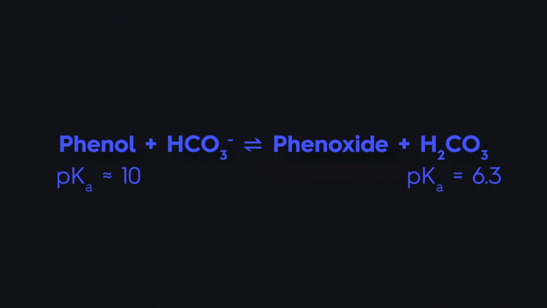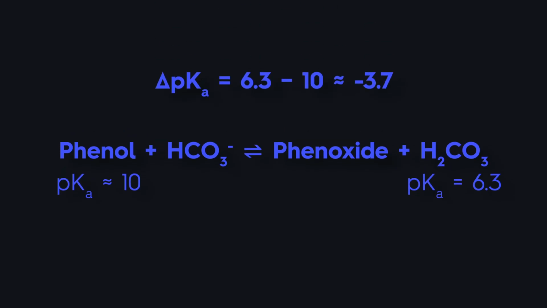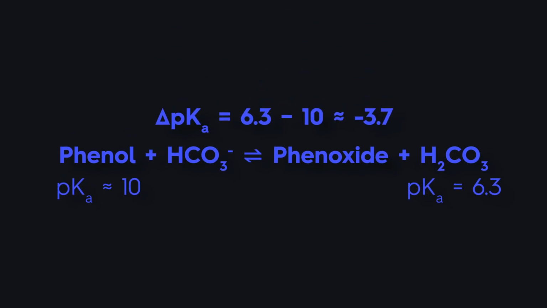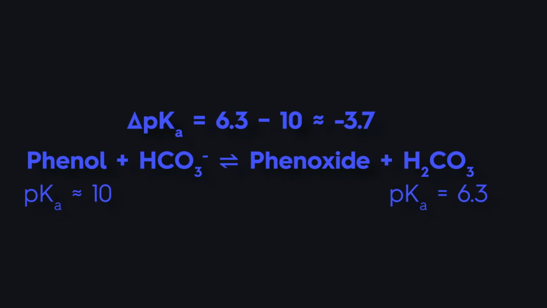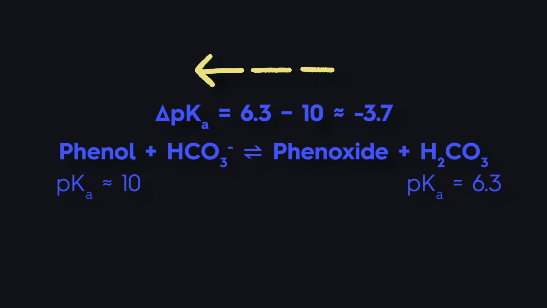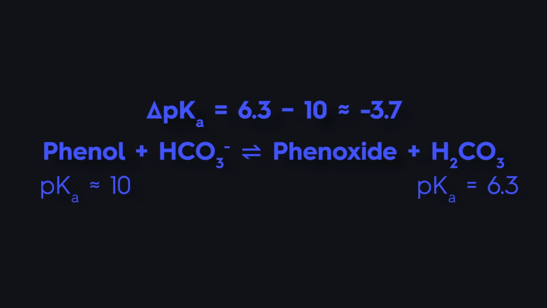Take phenol and bicarbonate. ΔpKa is 6.3 minus 10, or negative 3.7. That's less than 0, so the equilibrium favors the reactants. A good reminder that stronger isn't always better.